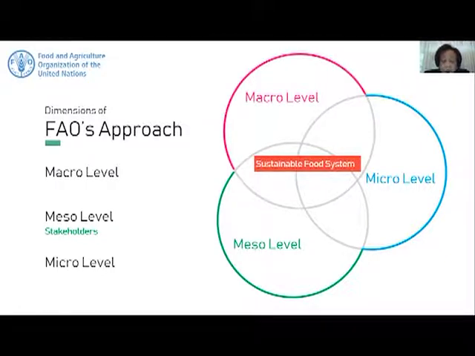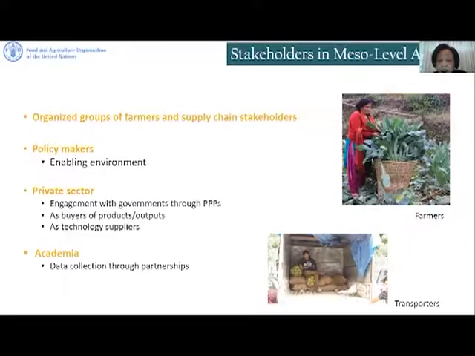Much of the data and evidence that we generate to support decision making by stakeholders is done at the meso level, and we also do quite a lot of work integrating academia into the work that we are supporting at the field level in projects, so that we can actually collect technical information and data to underpin all of what it is we are doing with the stakeholders.